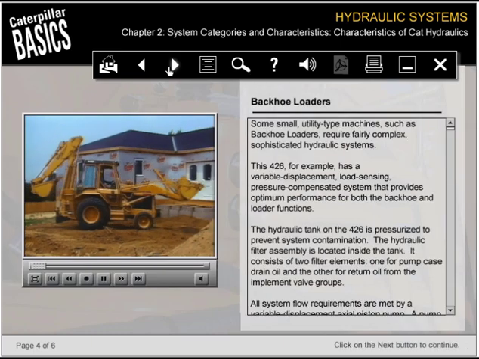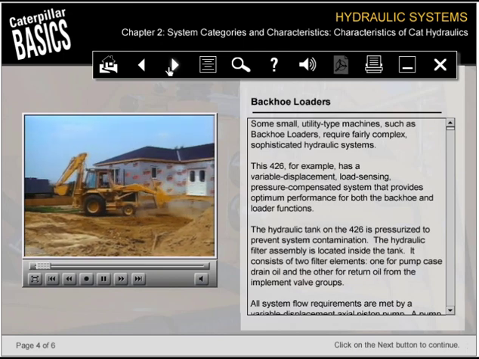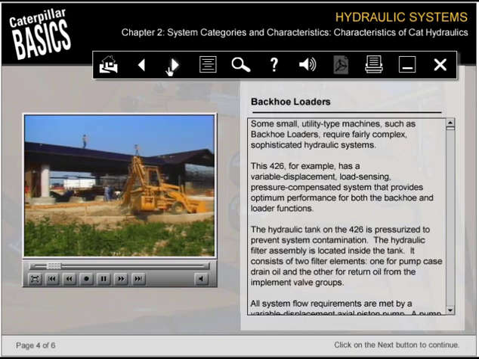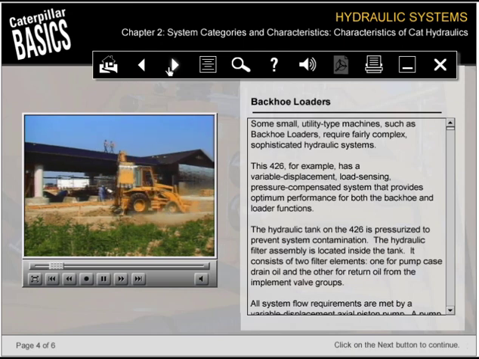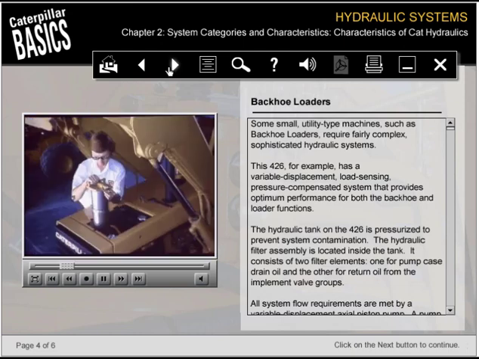Some small utility-type machines, such as backhoe loaders, require fairly complex, sophisticated hydraulic systems. This 426, for example, has a variable displacement, load-sensing, pressure-compensated system that provides optimum performance for both the backhoe and loader functions. The hydraulic tank on the 426 is pressurized to prevent system contamination. The hydraulic filter assembly is located inside the tank. It consists of two filter elements, one for pump case drain oil and the other for return oil from the implement valve groups.